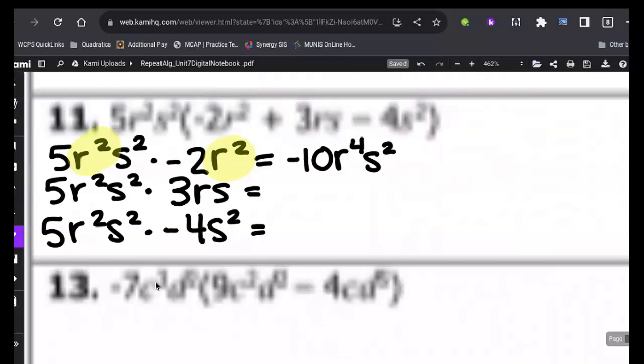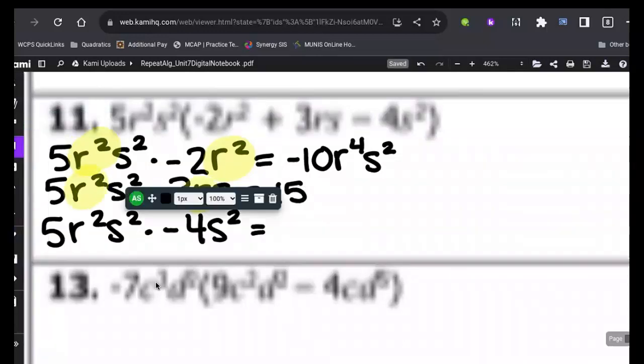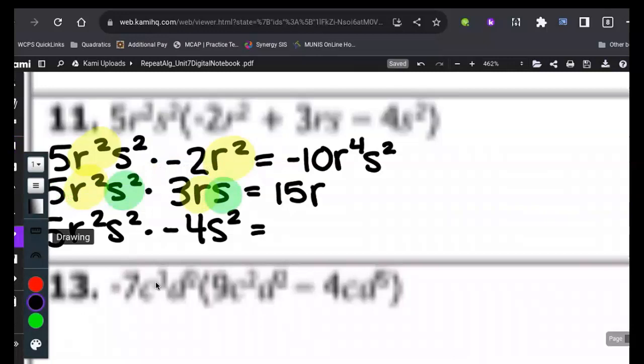Okay? So for the next one, we'll do 5 times 3, which is 15. And then I'm going to add the r's with the r's, and I'll add the s's with the s's. So this will be r to the 3rd power and s to the 3rd power, because we have to add, here's the 2 r's plus the 3rd r. Then we have 2 s's plus the 3rd s.